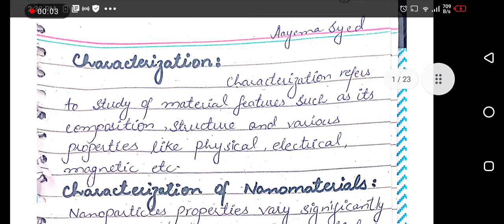Bismillahirrahmanirrahim. Today we are going to study characterization of nanomaterials. Characterization refers to the study of material features such as its composition, structure, various properties like physical, electrical, magnetic, thermal, etc.